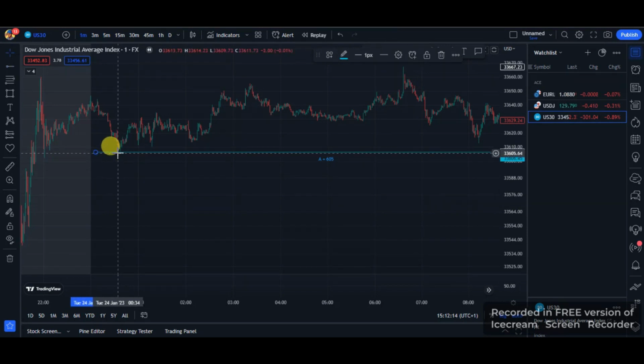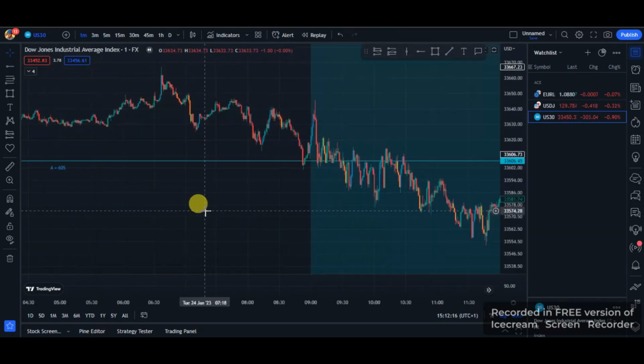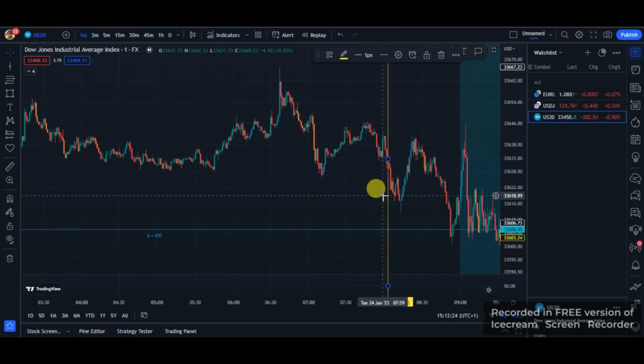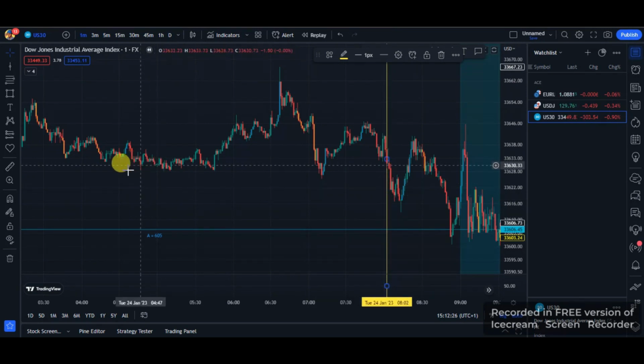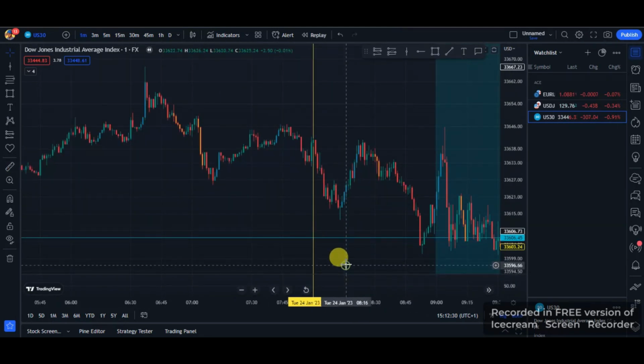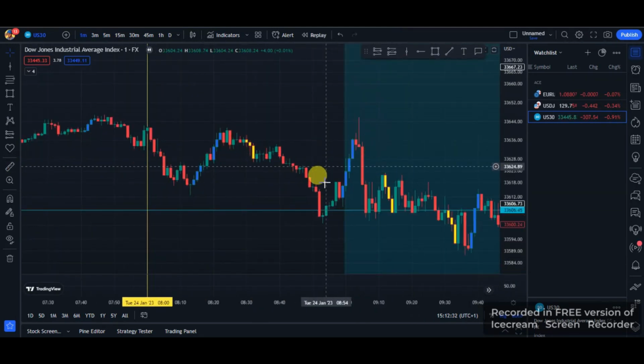This is the lowest point price went to during the Asian session, and like I said, around 8 a.m. in the London session. Around 8 a.m. is when London session begins, so let's say around there. Yeah, around here. So as you can see, this is 8 a.m. London session. So the first candlestick that broke below is this one. So clearly we will be looking for a selling trade at this point.